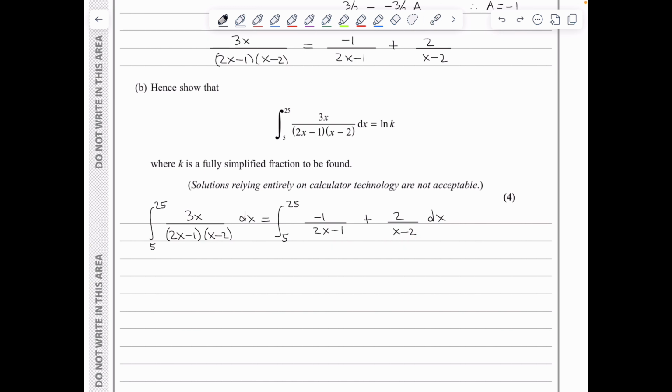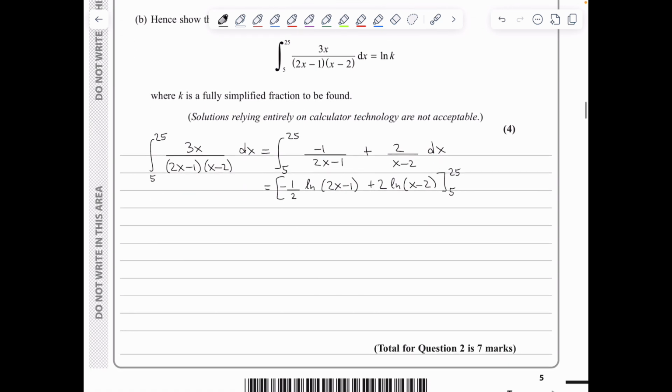So we're looking at minus a half ln of 2x minus 1. Well, the integral of 1 over 2x minus 1 is ln of 2x minus 1, and I divide by the derivative of the inside. So I divide by 2, plus 2 ln of x minus 2, and the limits are 5 and 25 respectively. I will proceed by substituting the upper limit.